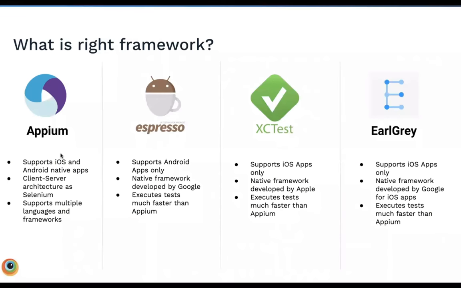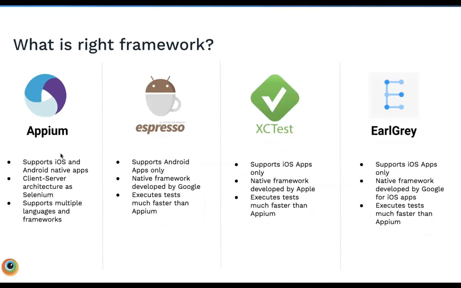Now coming to Espresso and XCUITest, these are the native frameworks developed by Google and Apple for Android and iOS respectively. Now, why would someone choose these frameworks over Appium? Number one reason is speed. Unlike Appium, which is a client-server architecture, wherein your tests are triggered from the client machine and commands are sent over to the server, Espresso and XCUITest directly execute on the devices, which makes their execution significantly faster. And not only that, the tests are more stable compared to Appium because the tests are not going over the network.